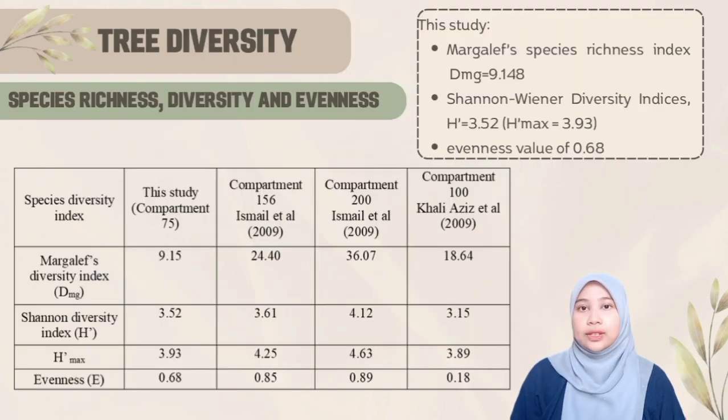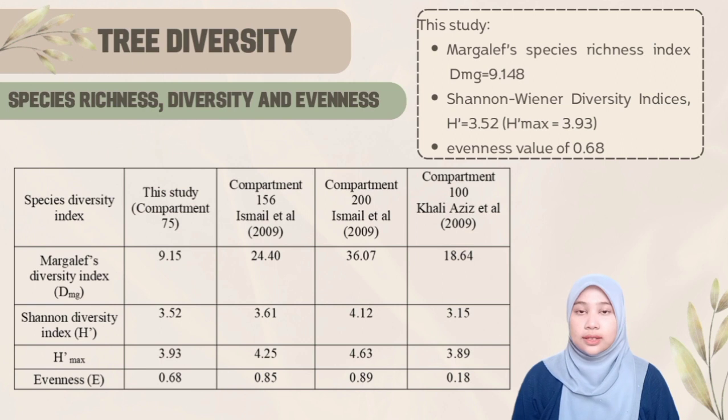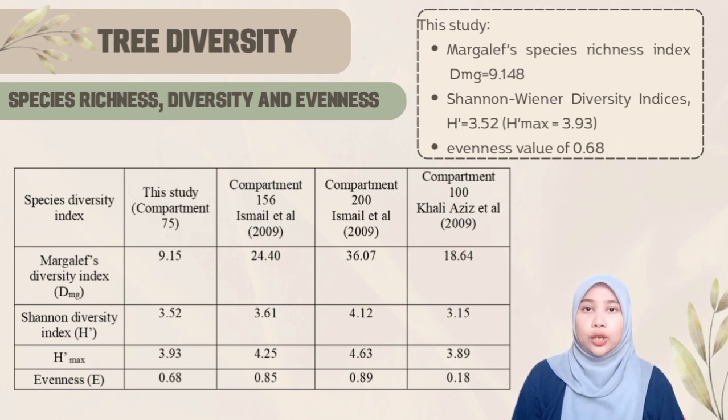Species richness, diversity, and evenness. The Margalef Species Richness Index of tree communities was 9.148 that were calculated using PAST software. The Species Diversity Index obtained using Shannon-Wiener diversity indices show index value of 3.52 and evenness value of 0.68. Given the value obtained, compartment 75 is considered among the high species density, which may indicate that the site has large numbers of different species in habitat and has higher species richness.